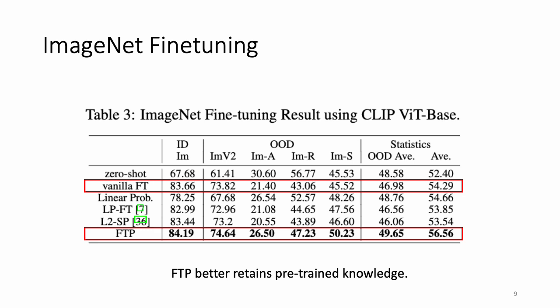In this example, we fine-tune a CLIP ViT base model on ImageNet and report performance on ImageNet and several ImageNet variants such as ImageNet adversarial, rendition, and sketch. Compared to vanilla fine-tuning, fine-tuning with FTP not only achieves the best performance on ImageNet but also on other variants. This shows that FTP not only fits the new dataset but also retains more knowledge from the pre-trained model.